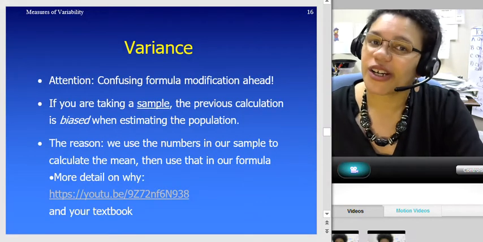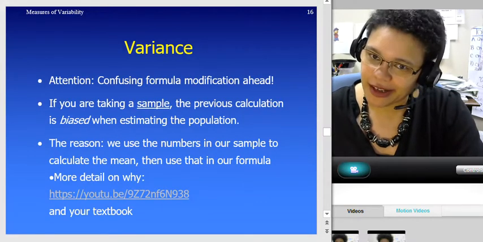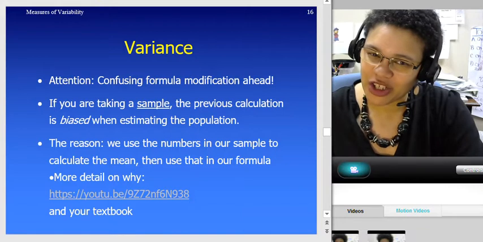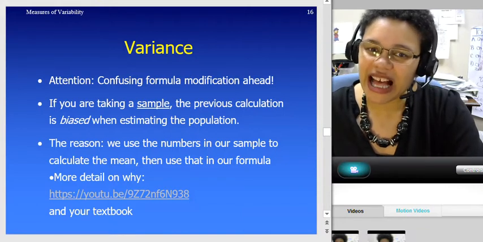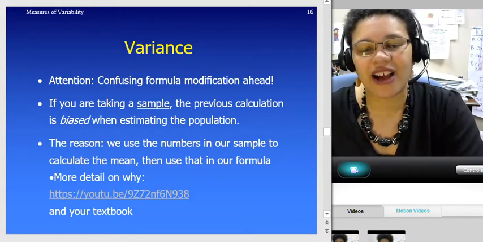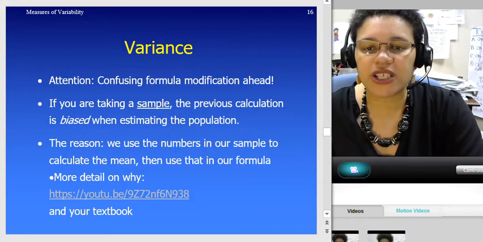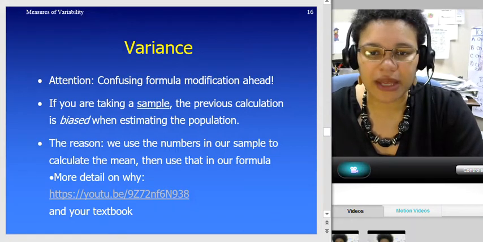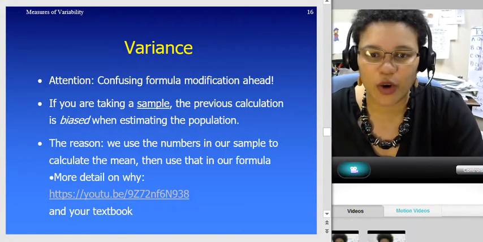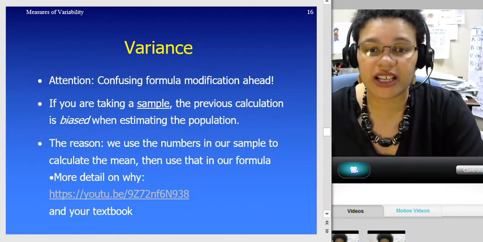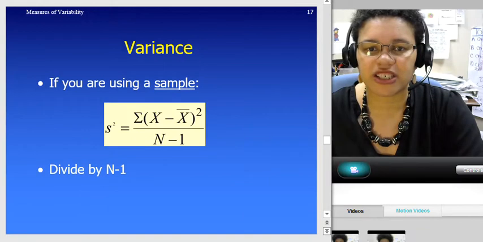Now we've gotta modify this formula. It might be a little confusing. If you're taking a sample, the previous calculation is biased when you're trying to estimate the population. The reason is that we use numbers in our sample to calculate the mean, and then we use them again in our formula. If you want to know more details, I put a link there to a YouTube video that gives a pretty good explanation.